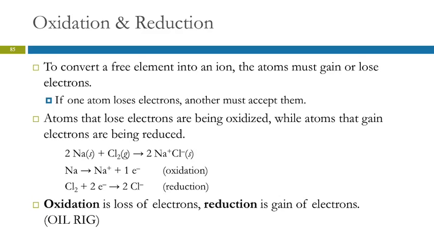So in our sodium chloride example, the sodium is losing an electron. That's oxidation. Oxidation is loss of electrons. The chlorine is gaining an electron. That's a reduction. Reduction is gain of electrons. And a good way to remember that is OIL RIG. Oxidation is loss. Reduction is gain when we're talking about electrons.